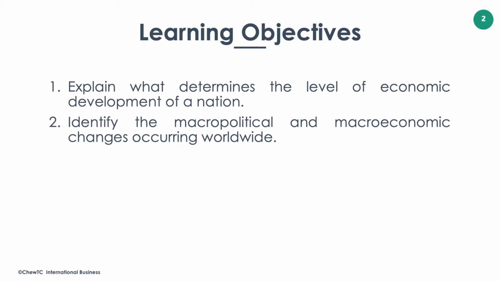Thus far, we have described how countries differ with regard to their political system, economic system, and legal system. Now, we build on this material to explain how these differences influence the level of economic development of a nation, and thus how attractive it is as a place for doing business.